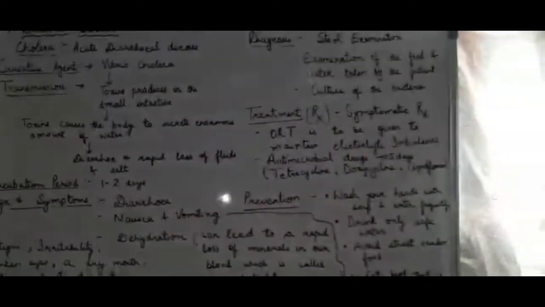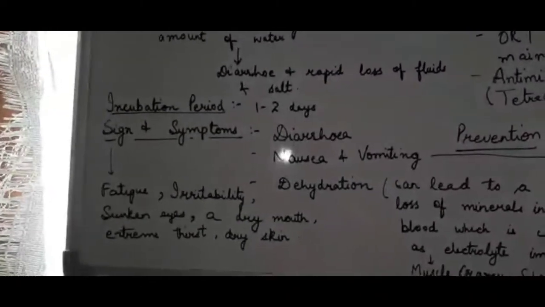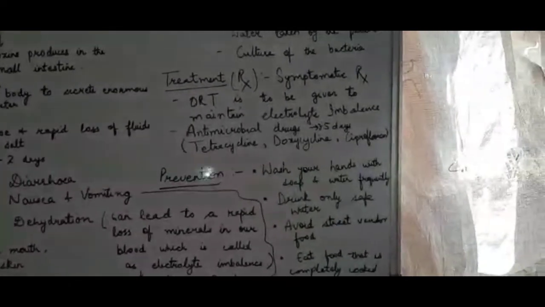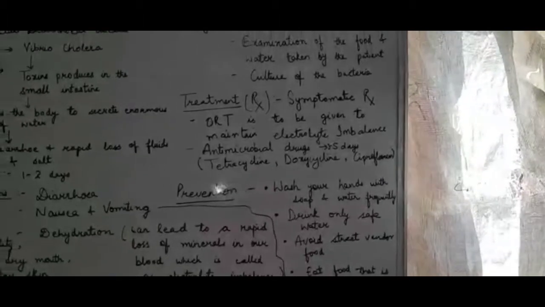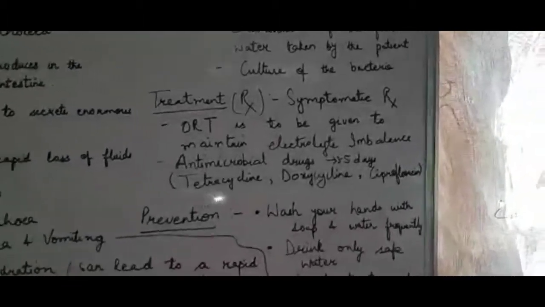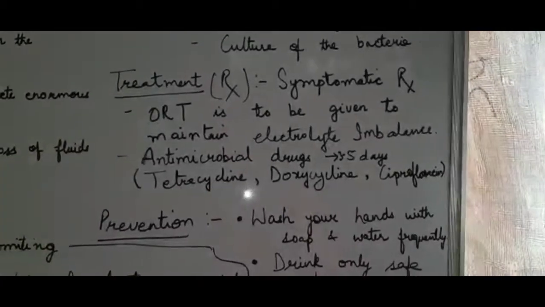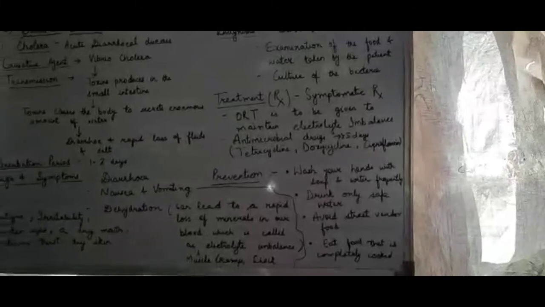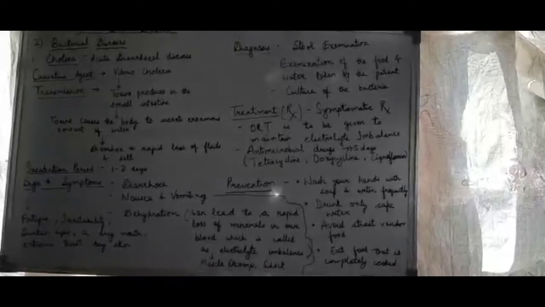Okay, next is treatment. Treatment is according to the symptoms. Whatever the symptoms are, that should be treated. Antimicrobial drugs for 3 to 5 days should be started, like tetracycline, doxycycline, ciprofloxacin. And one more thing, ORT. This is very important, meaning oral rehydration therapy. ORT is to be given to the patient to correct the electrolyte imbalance, or you can say to correct the dehydration, which is very important.